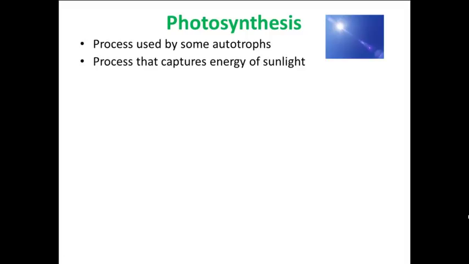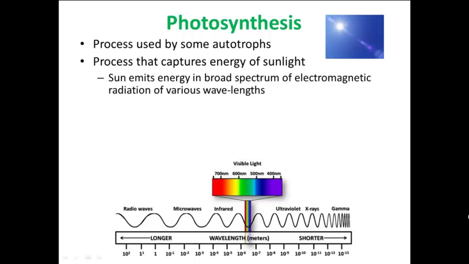There are some autotrophs that make their own food via a different pathway. But photosynthesis is a process that captures the energy in sunlight. Okay, so let's talk about this energy that's in sunlight for a couple minutes here. So the sun emits energy in a broad spectrum of electromagnetic radiation of various wavelengths. Okay, so the sun is constantly pouring energy off of it, and the energy comes in different wavelengths.